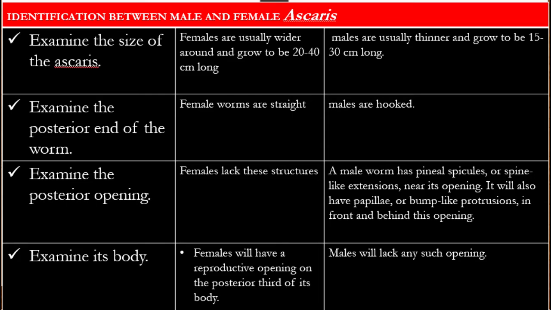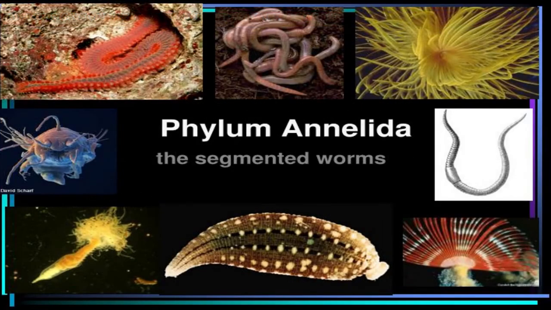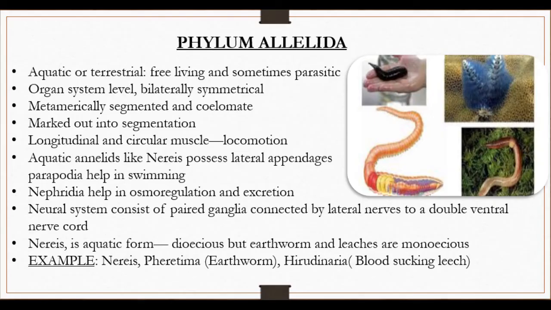Now, let us check the phylum Annelida. They are known as the segmented worms because they have segmentation. They are aquatic or terrestrial, free living, and sometimes parasitic as well. They are at the organ system level, bilaterally symmetrical, metamerically segmented, and coelomate. They are marked into segments, with longitudinal and circular muscles which help in locomotion.